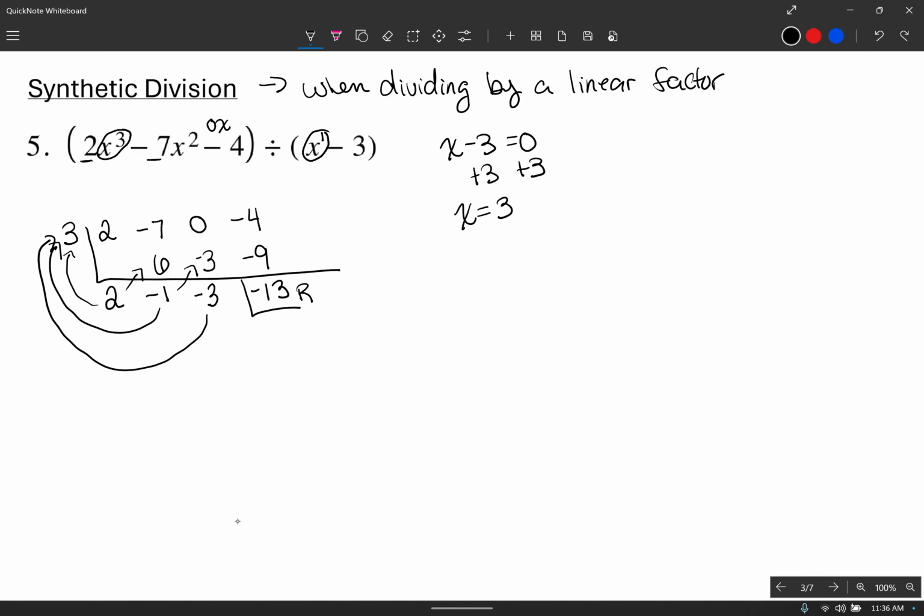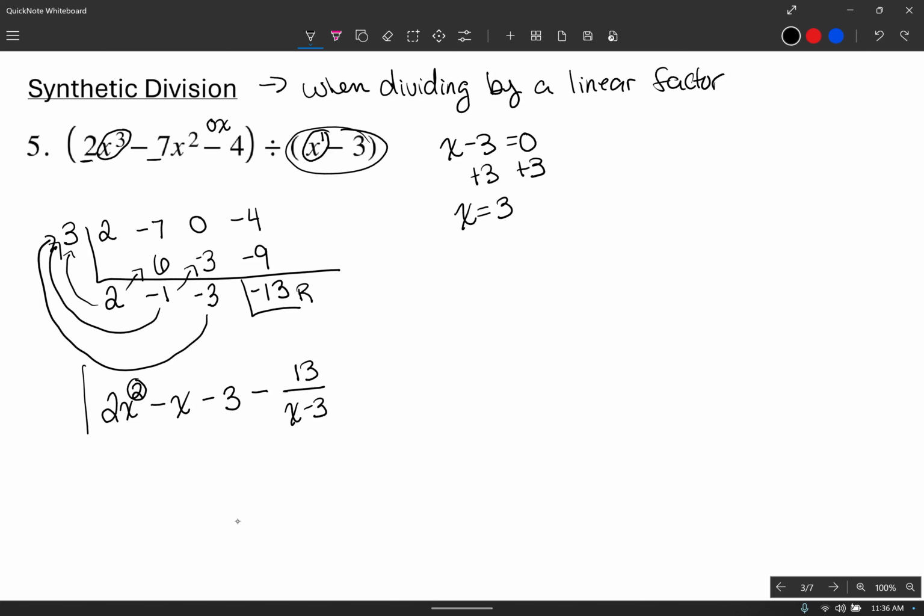3 minus 1 is 2. So this is going to have a degree of 2, which means 2 is going to go with the x squared, because this has a degree of 2. The next term, negative 1, will go with the x, so negative x. The next term is the term that doesn't have an x, so my constant was negative 3. And then I have my remainder. It's negative, so minus 13 over what I divided by, which is x minus 3.